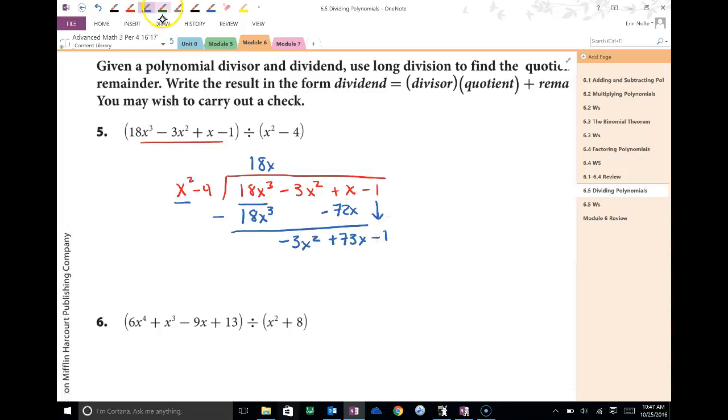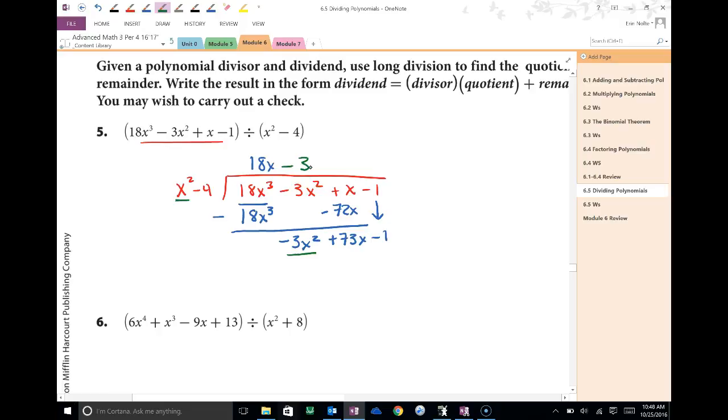Okay, and I just do this again. So now I'm looking at x squared up here at the top. Hold on, let me change my colors. x squared, and I'm comparing it now to that number below, negative 3x squared. What do I have to multiply x squared by to make it negative 3x squared? Negative 3, so that goes up on the top.